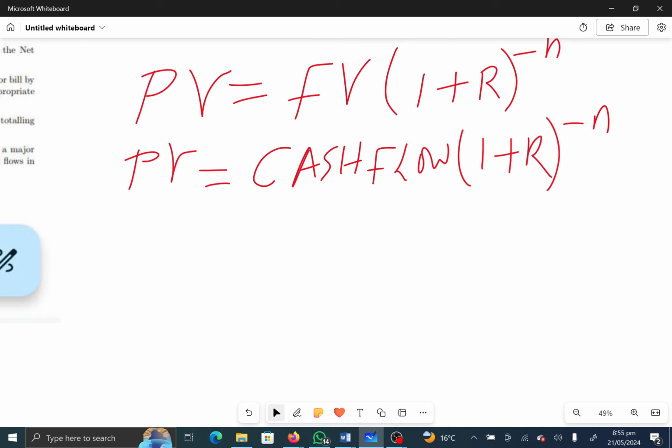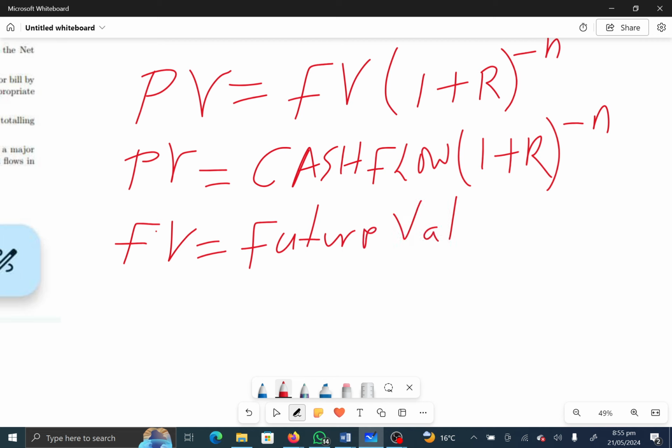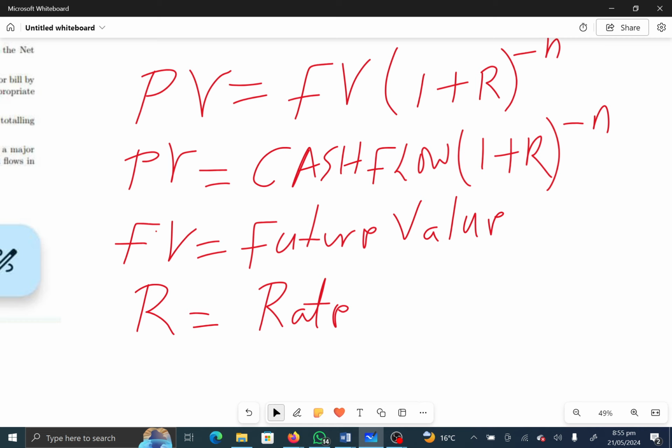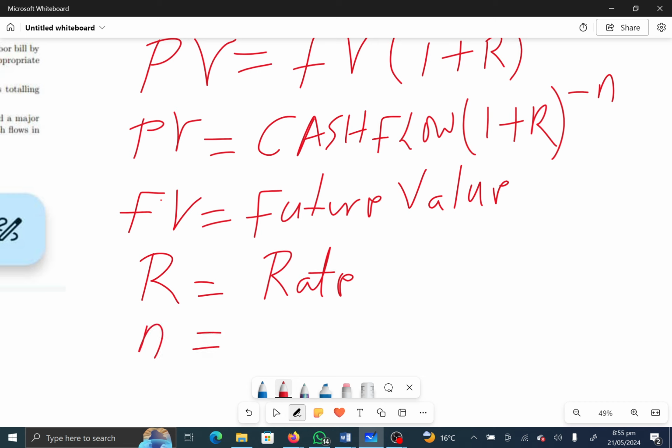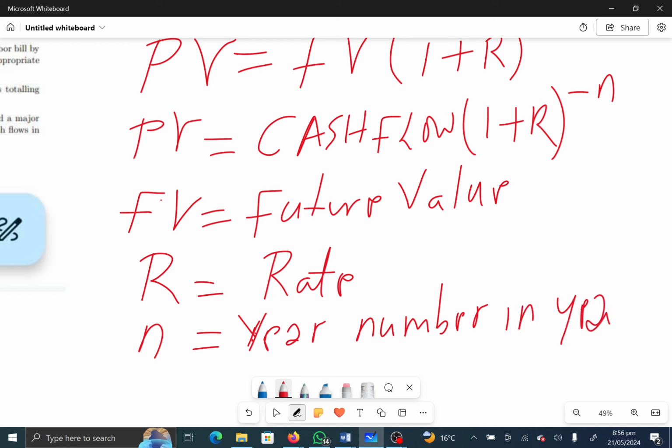So it's the same thing. Where FV is the future value, R is the rate, and N is the year, or the number of that particular year.